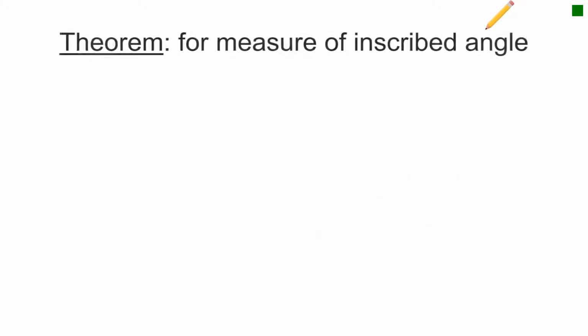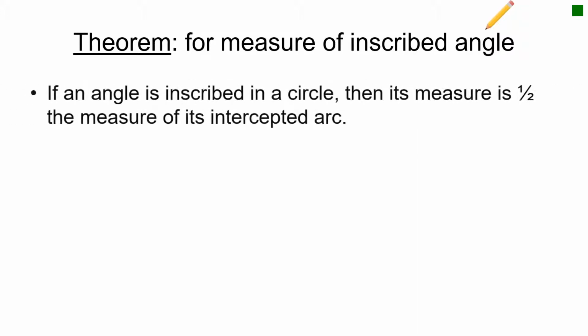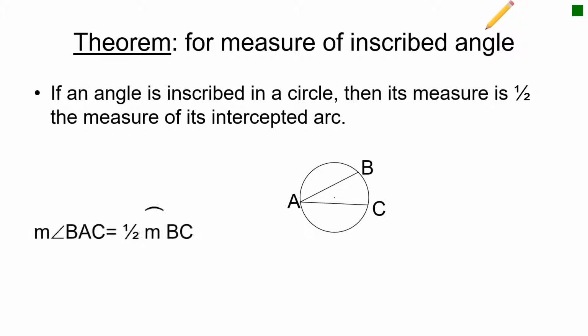Okay, so the theorem that we want to talk about knowing inscribed angles and intercepted arcs is that there's a theorem for the measure of an inscribed angle. If an angle is inscribed in a circle, then its measure is half the measure of its intercepted arc. So given the circle, where the angle BAC is the inscribed angle and the intercepted arc is BC, we're saying the measure of angle BAC, or the measure of this angle, is going to be equal to half the measure of the arc BC in degrees. So that's an important theorem that we need to know.